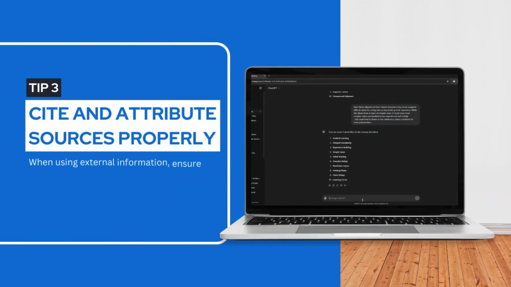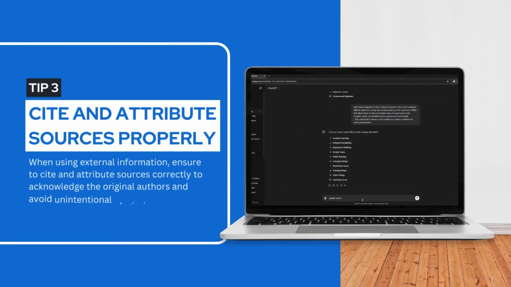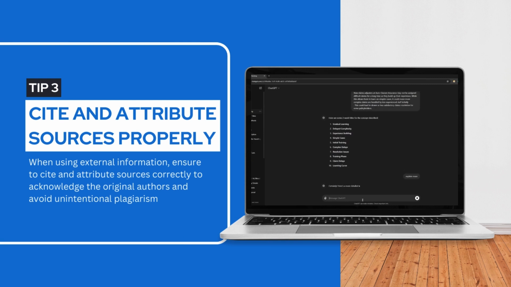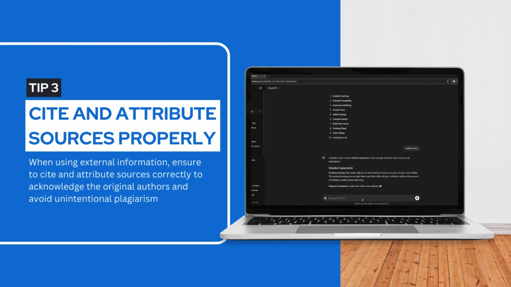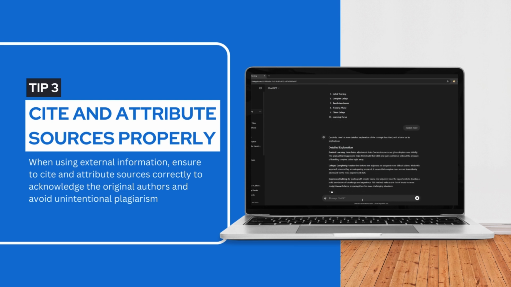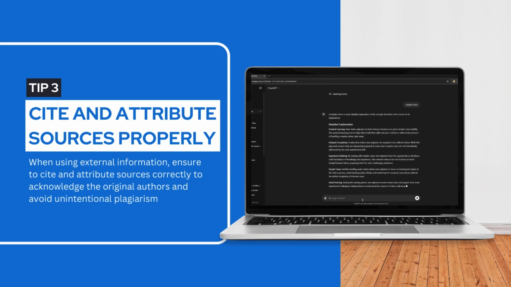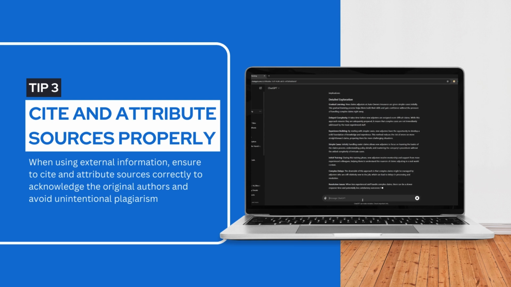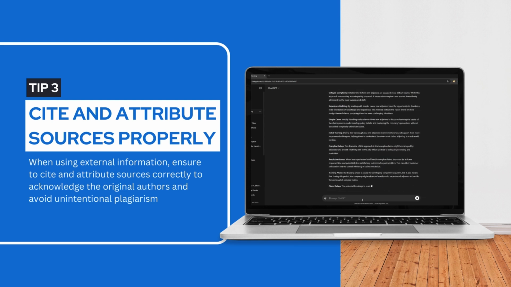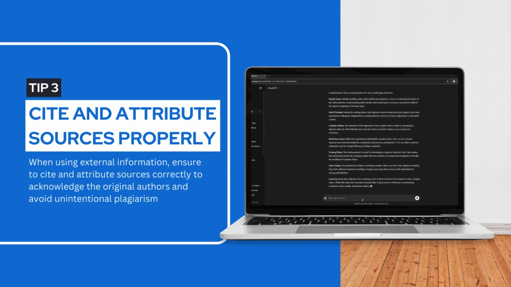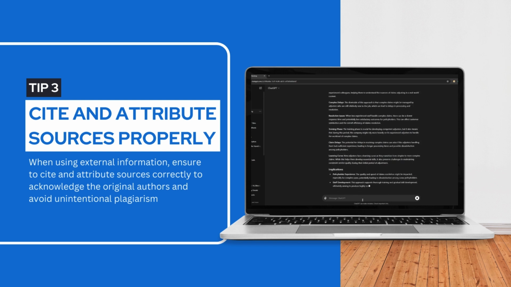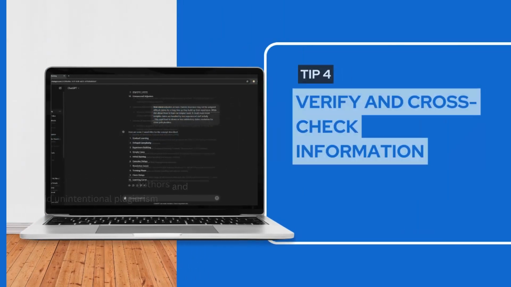Cite and attribute sources. Whenever you use external information in your work, be sure to cite and attribute the sources correctly. This acknowledges the original authors and helps prevent unintentional plagiarism. Proper citation and attribution practices are crucial when working with AI-generated content.